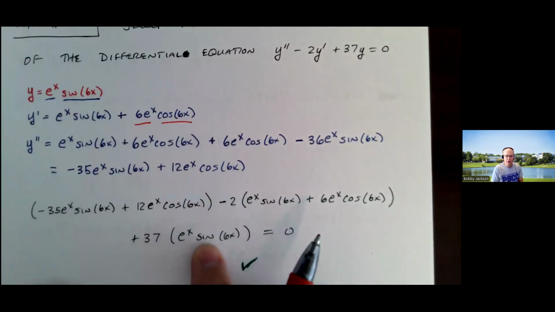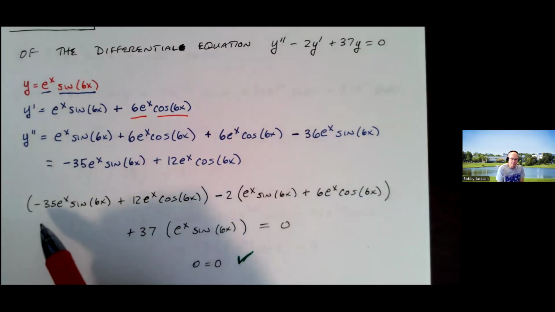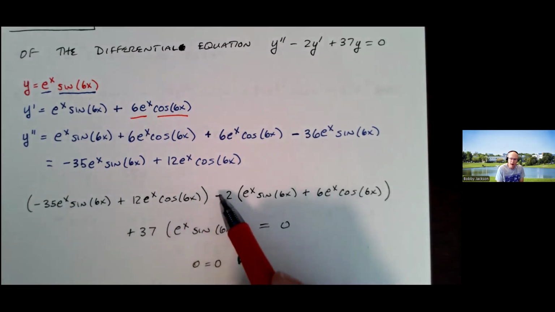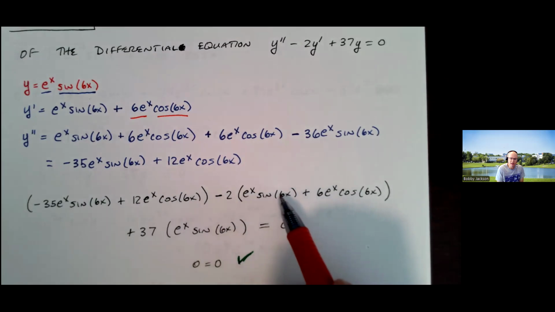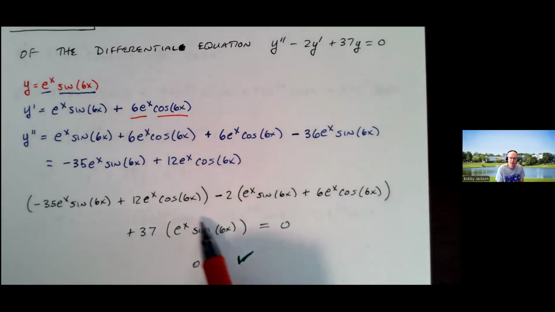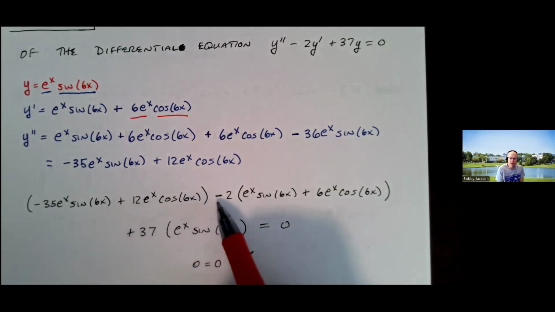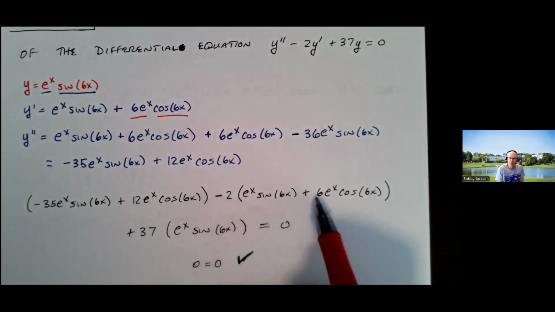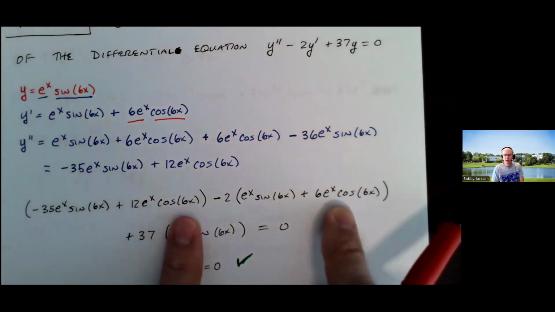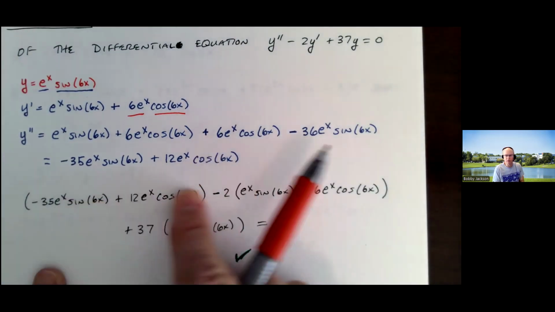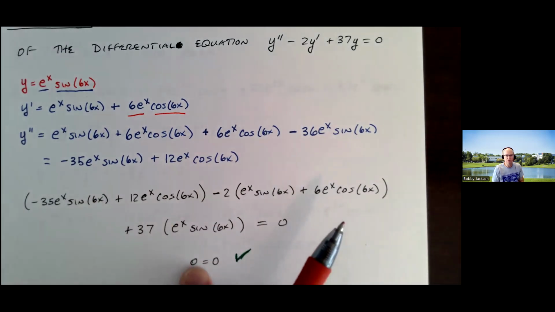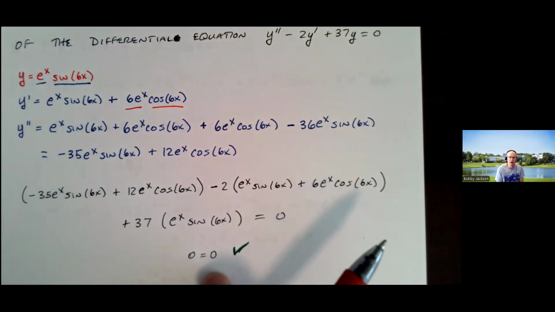Plug that in. Well, this is an identity because notice if I combine like terms here, negative 35 e to the x sine of 6x minus 2 e to the x sine of 6x gives me negative 37 e to the x sine of 6x, plus 37 e to the x sine of 6x is 0. And notice here, 12 e to the x cosine of 6x, look at negative 2 times 6 is negative 12. Same like term, 12 and negative 12 is 0. So hopefully you see that all this combines to just 0. So for all values of x, this equation will be true, and therefore this is the solution.